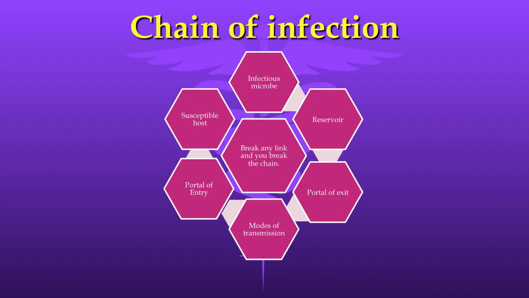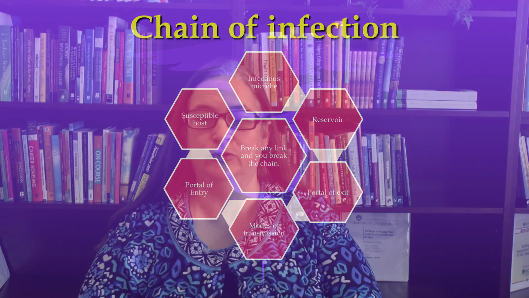Chain of infection, as you'll recall from 204, is you have an infectious microbe, you have a reservoir, a portal of exit, a mode of transmission, a portal of entry, and a susceptible host. If you break any of those links in that chain, you can prevent the infection. So we're going to talk about each link and how we can prevent that link from continuing on. That way we have multiple ways that we can prevent infection.